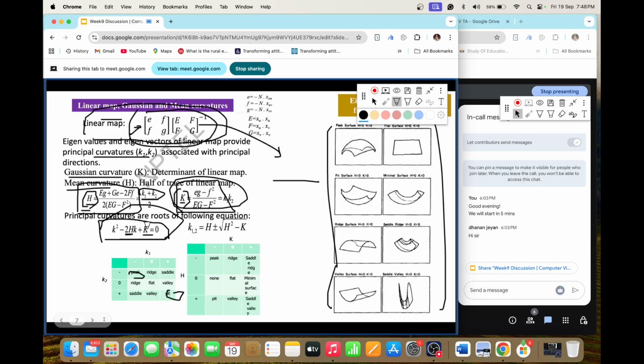The quadratic equation is ax square plus bx plus c equal to 0, or x square plus b by a x plus c by a equal to 0. So c by a is nothing but your k, the Gaussian curvature. So it is better to just form a linear map, and from the linear map you can get both. That is how you can solve it.